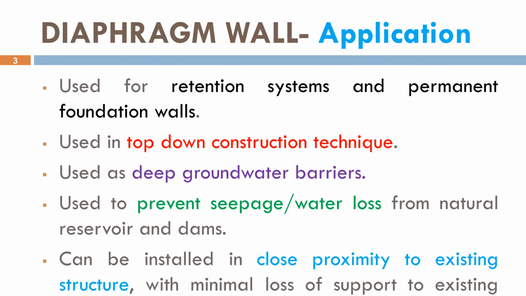One major advantage is that diaphragm walls can be constructed very close to existing buildings, with minimal ground movement, making them highly suitable for congested urban areas.